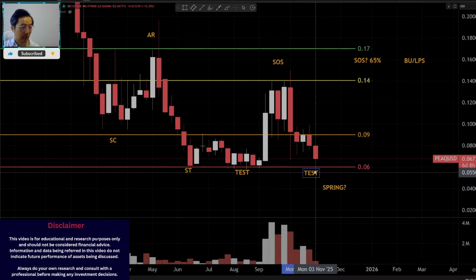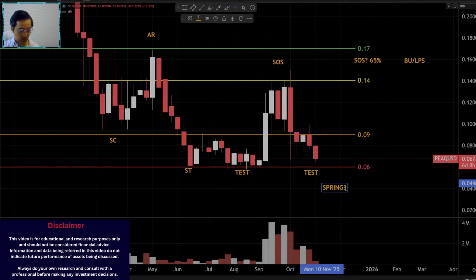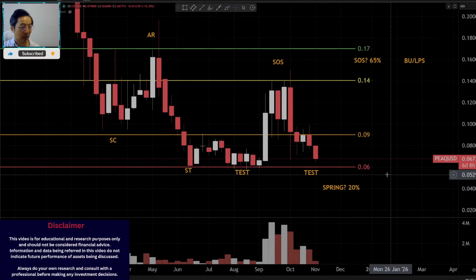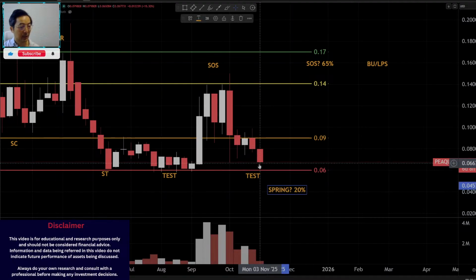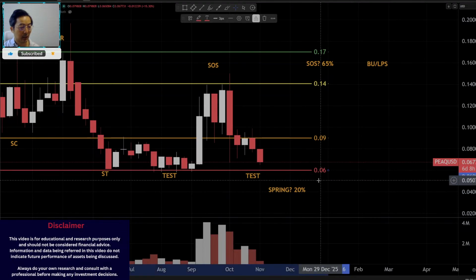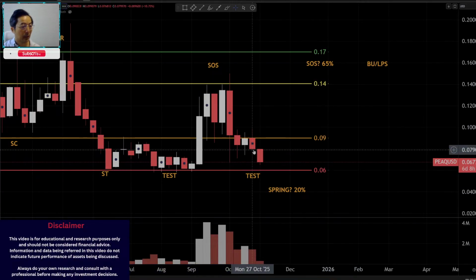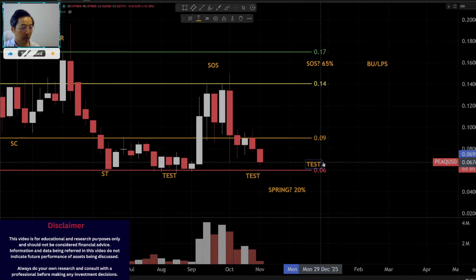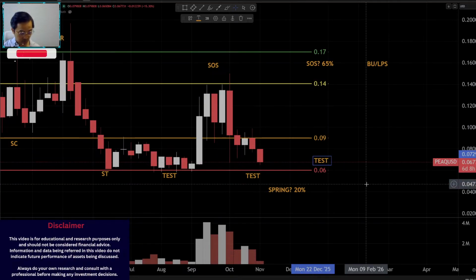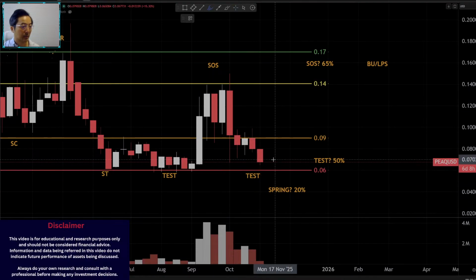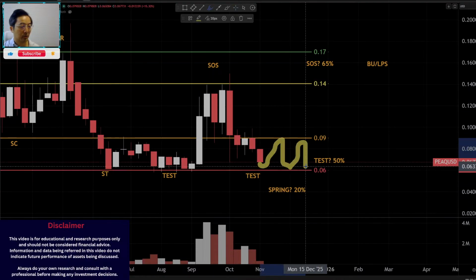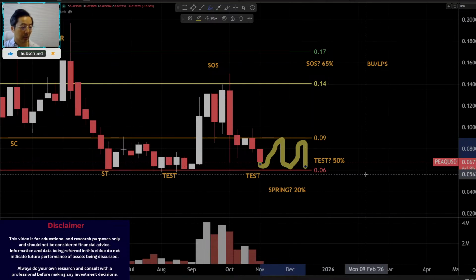I would say there's a 20% chance for that to happen. And also, if it doesn't fall below this red key level of 0.06, then there's still a chance, quite high actually, of trading sideways between the orange key level of 9 cents and the red key level of 6 cents.